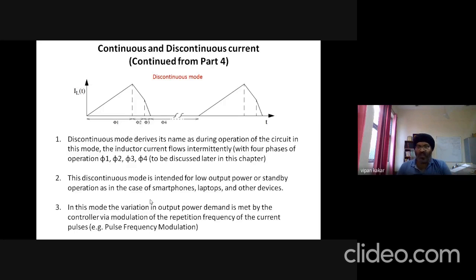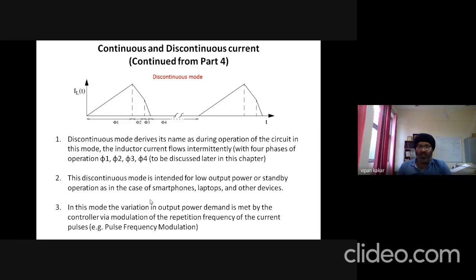So that's why this discontinuous mode of conduction is normally used in smartphones, as I've already discussed in a previous chapter, or other portable devices where battery life is important. And in this one, the variation in output power is met by using a controller. The controller can run pulse frequency modulation or pulse width modulation. That also we'll discuss in next slides.